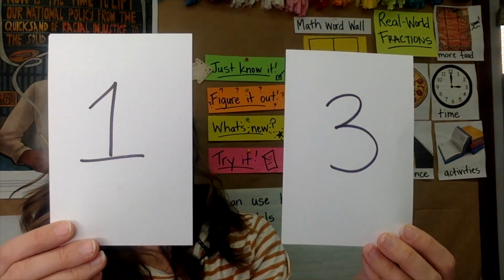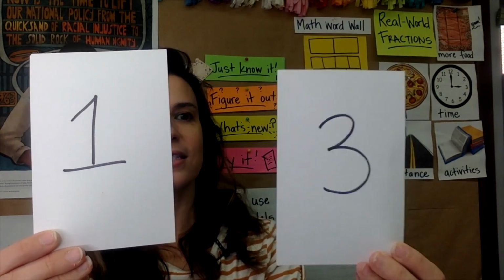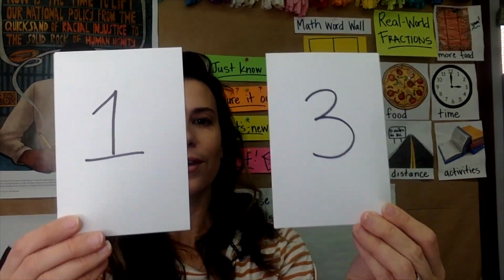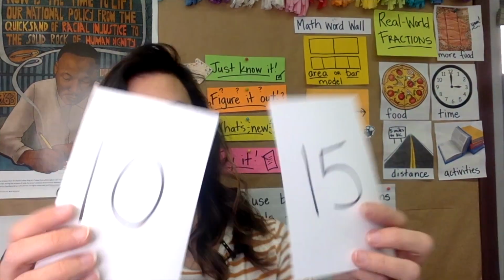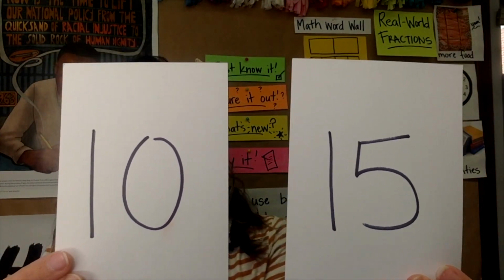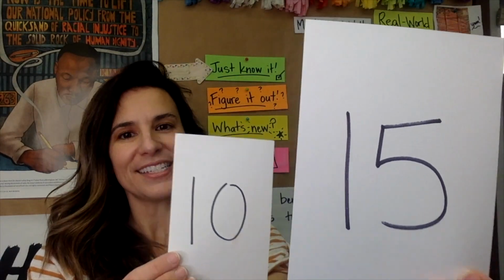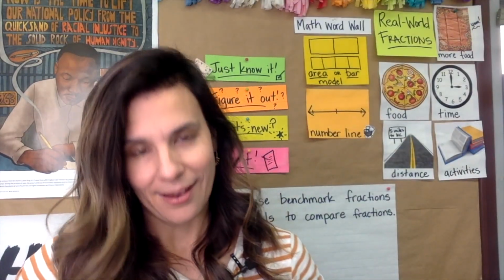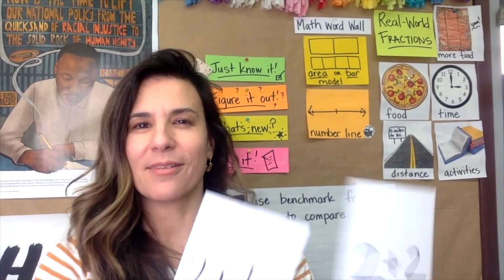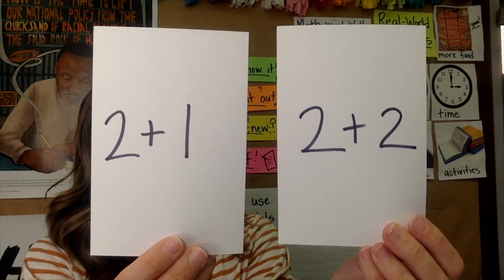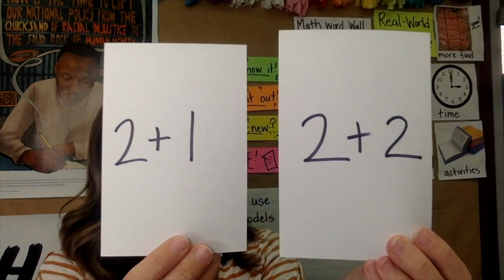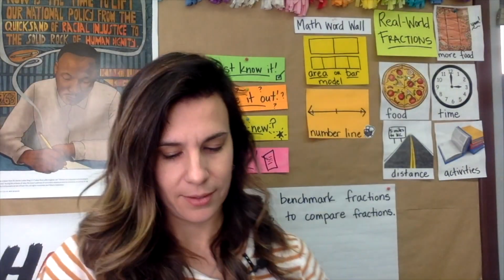1 versus 3. 1 is less than 3 and 3 is greater than 1. Nice work. 10 and 15. 15 is greater than 10. Okay, I tried to trick you here, but you're too smart for me. Which is greater than? 2 plus 2 is greater than 2 plus 1.